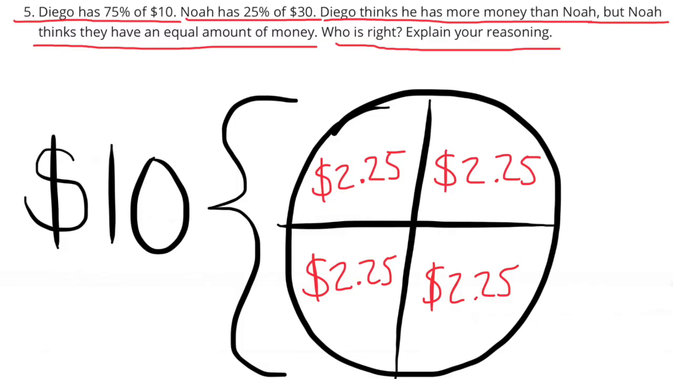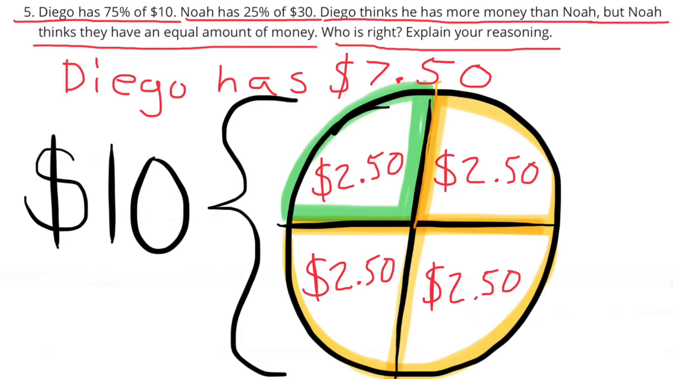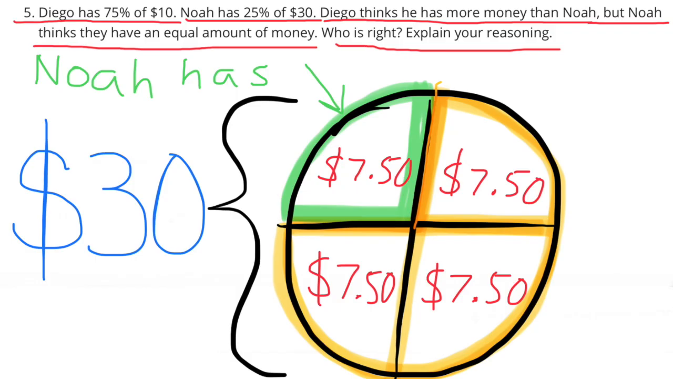Here I've represented $10 as a giant pie, and I've cut that pie into 4 pieces, or fourths. 1/4 is worth $2.50, and each of the other fourths are also worth $2.50. So if he has 3/4 of that pie shaded in yellow, that's 75% of $10, and $2.50 times 3 equals $7.50. So 75% of $10 would be worth $7.50.